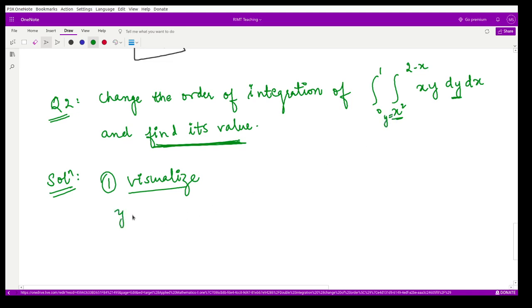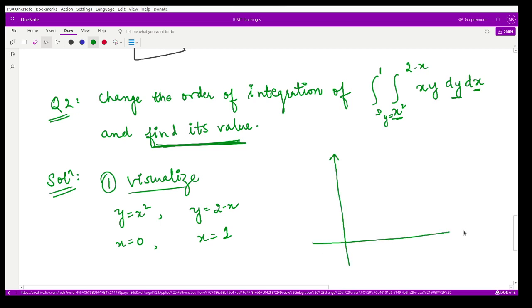So we have y is equal to x square, and then we have y is equal to 2 minus x, and these limits they are for x. So you have x is equal to 0 and x is equal to 1. So these are your limits of integration. So now according to these limits we have to plot the region.